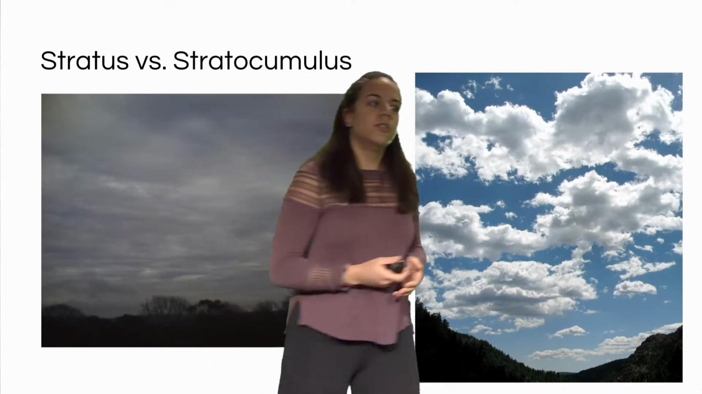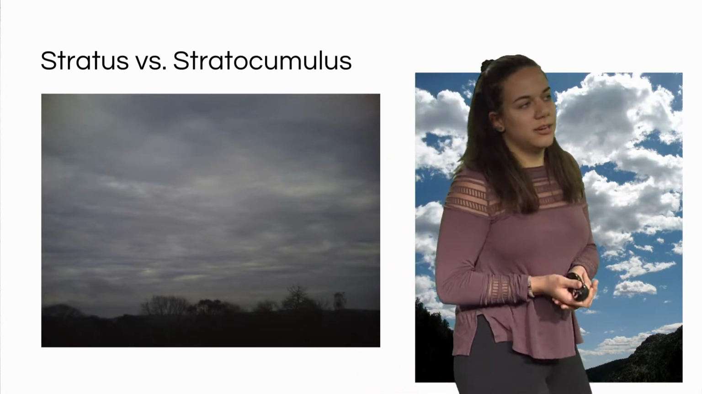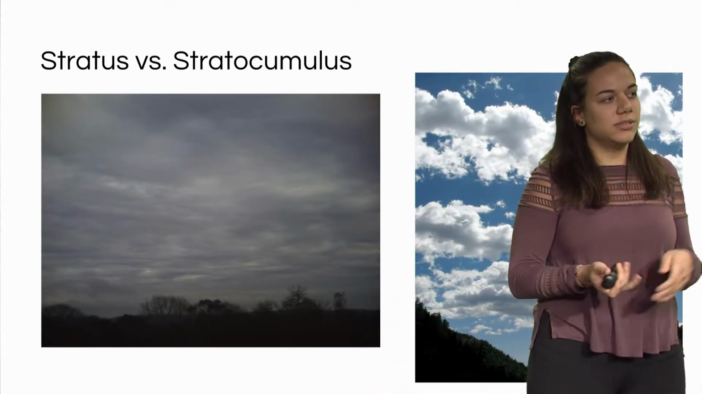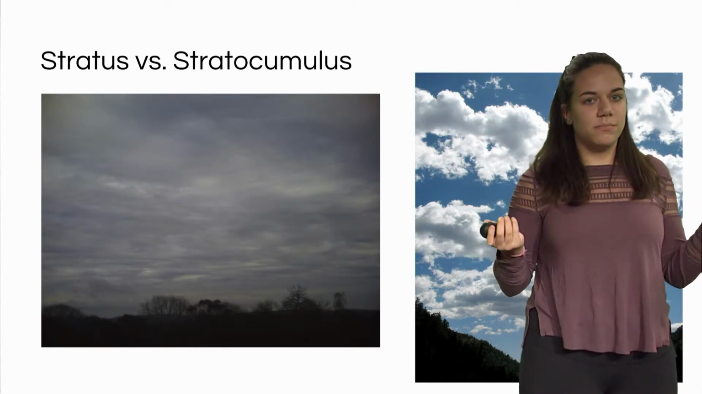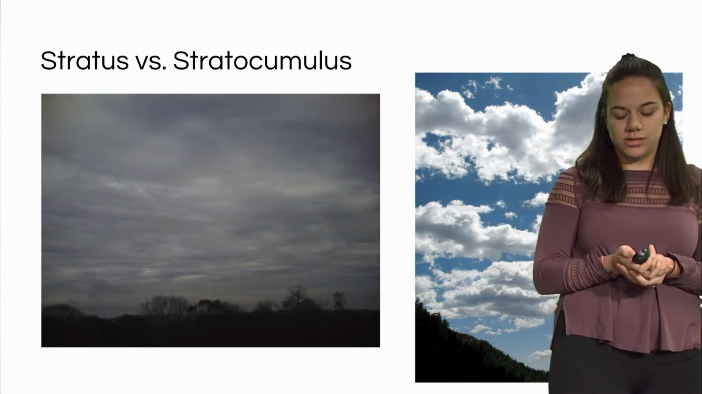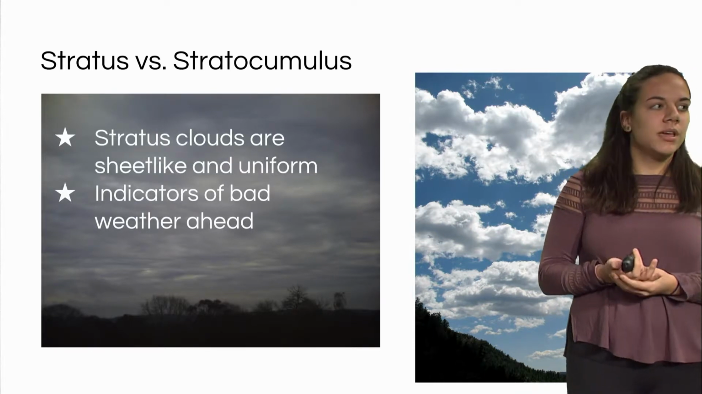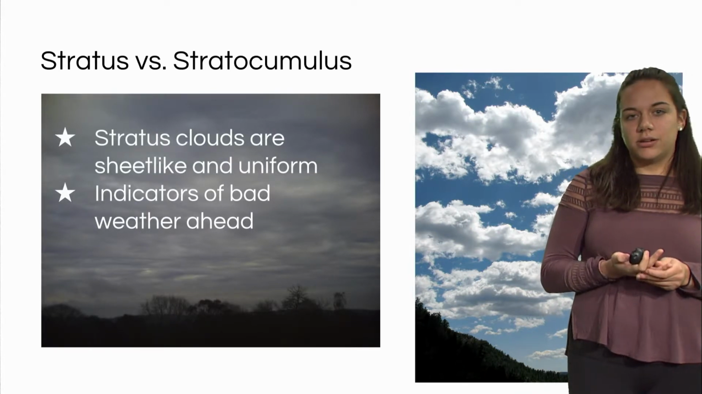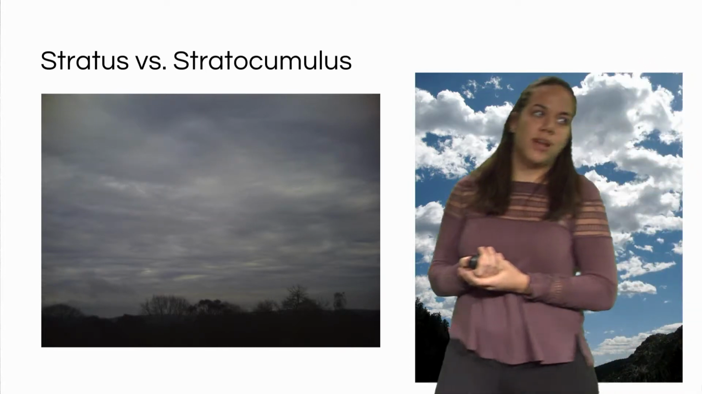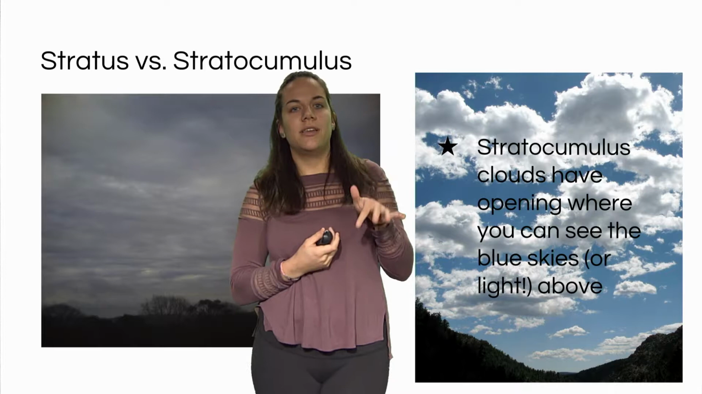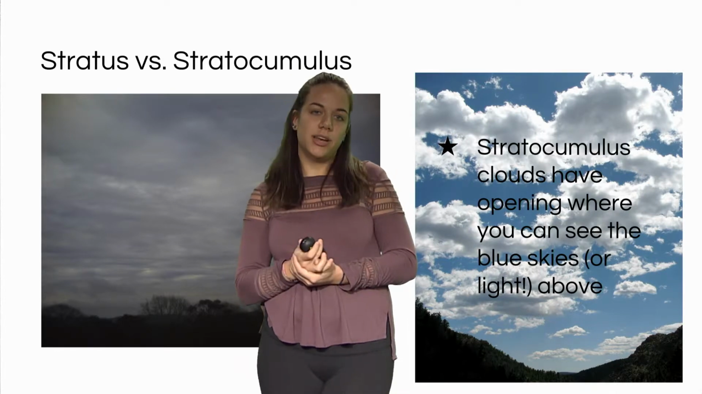And then, the big thing that Jacob's Ladder does is it helps us distinguish between stratus and stratocumulus clouds. So in these two pictures, they look pretty different, but in general, it's really hard to tell the difference between the two. So stratus clouds are like sheet-like, uniform, and they're indicators of bad weather. And while the stratocumulus clouds have openings where you can see the blue sky ahead, or more usually in Jacob's Ladder, the light above.